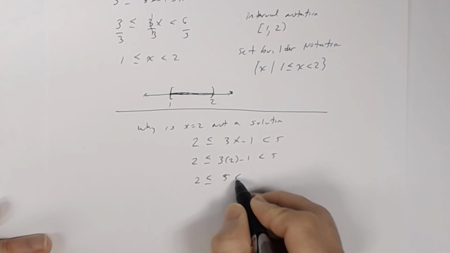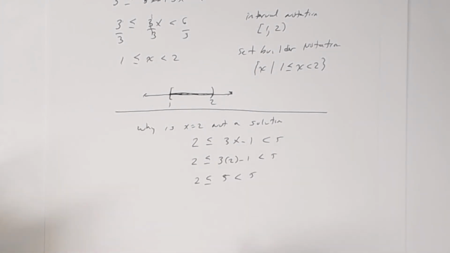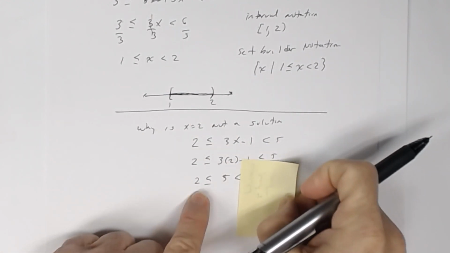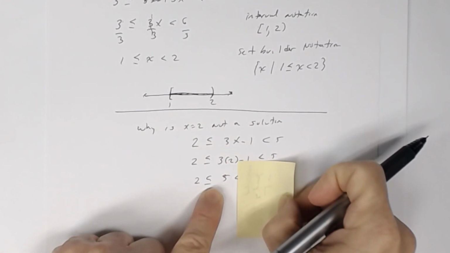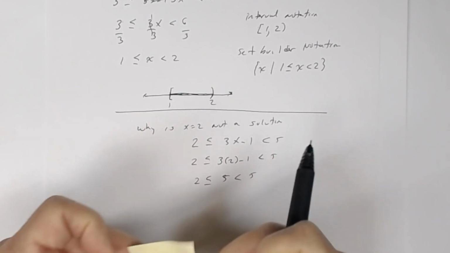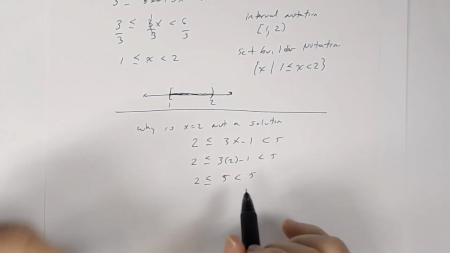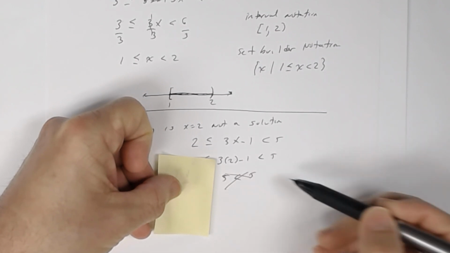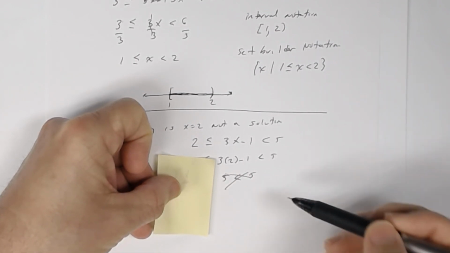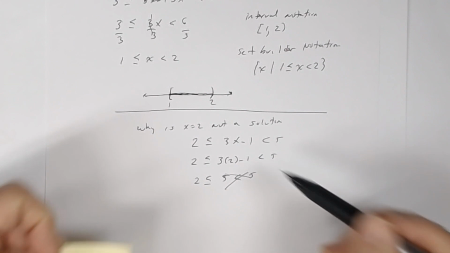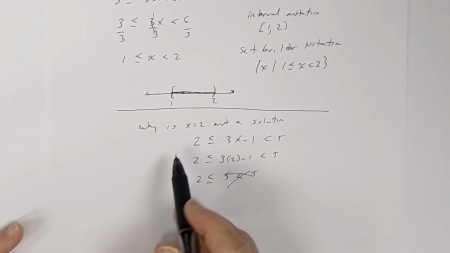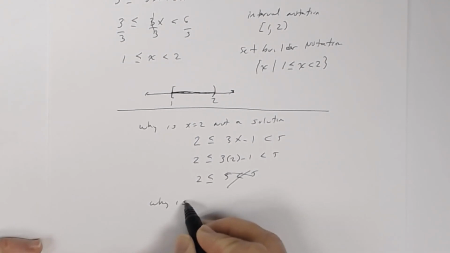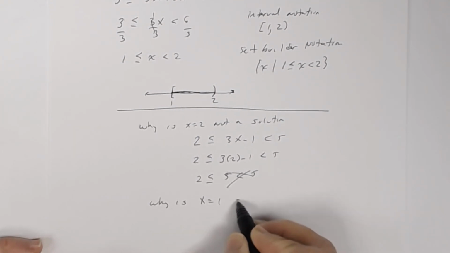Okay? All right, now here's the situation. So do y'all agree, first of all, that 2 is less than or equal to 5? That's your true statement. Okay? But what makes 2 not a solution is this. Is 5 less than 5? No, 5 is not less than 5. 5 equals 5. So that's why 2 is not a solution. So then let's look at 1. Why is 1 a solution? So why is x equals 1 a solution?